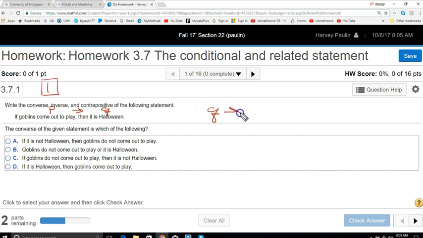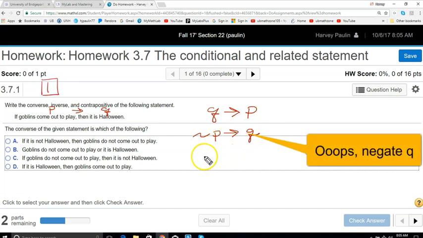Q, then P. Then for the inverse, you're going to negate P, then Q. And for the contrapositive, you're going to negate Q, then negate P. So I'm not going to show them all to you here, but you will see the first one. Select which one is the answer.